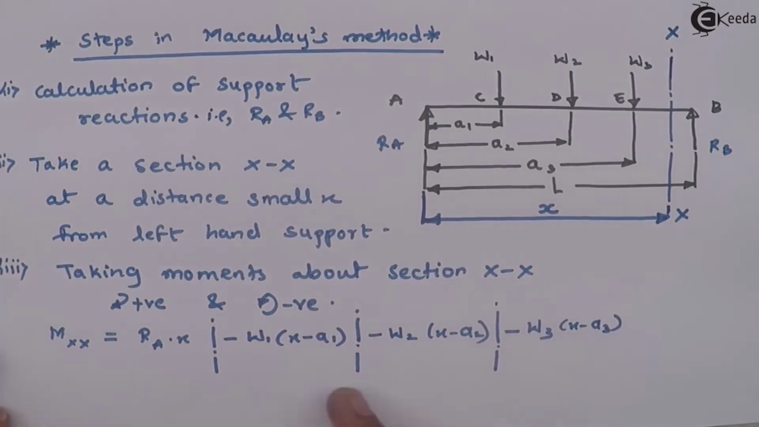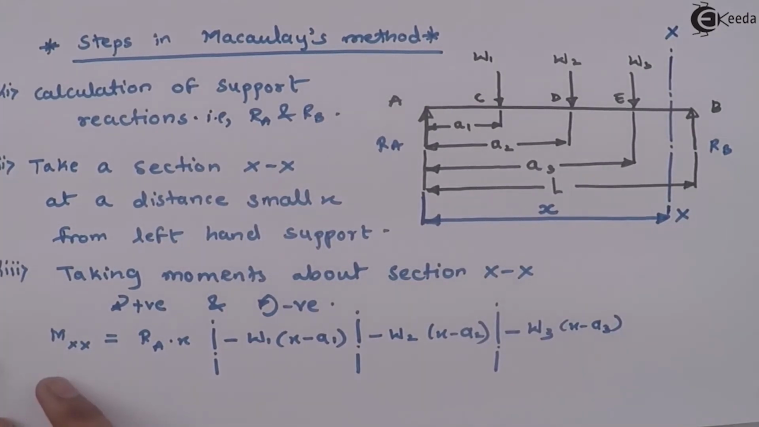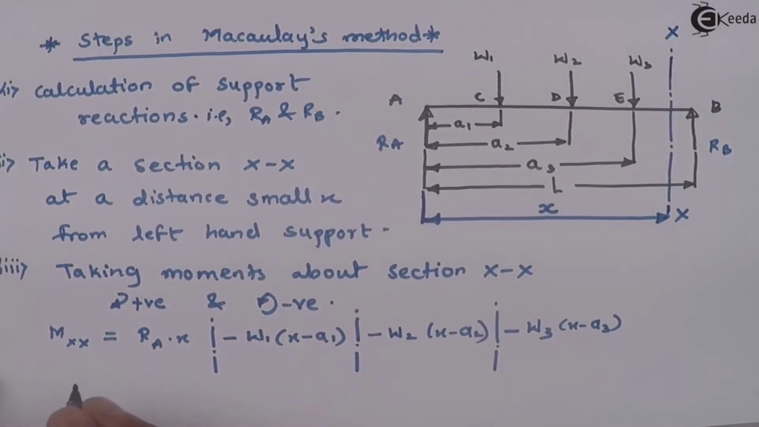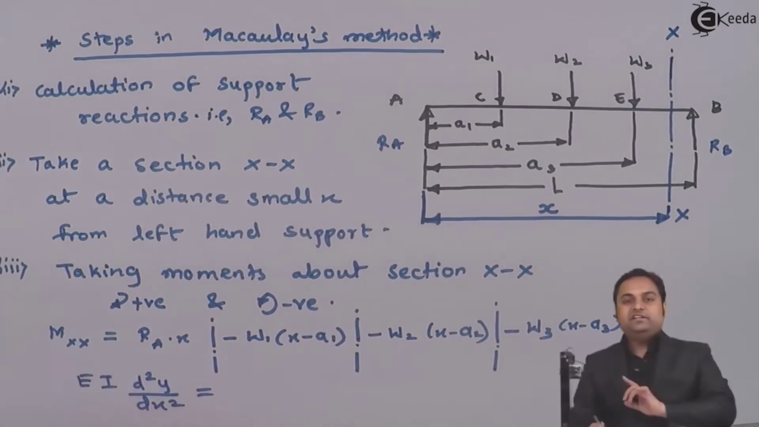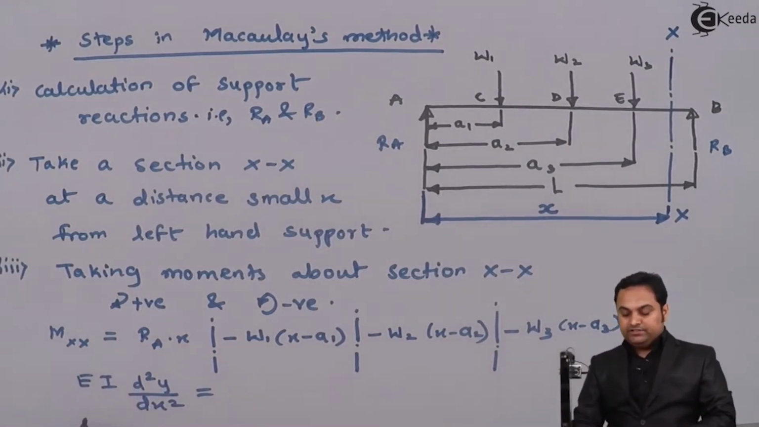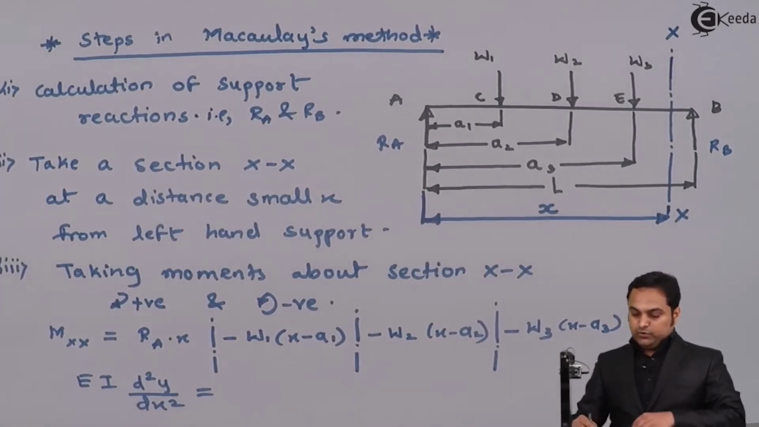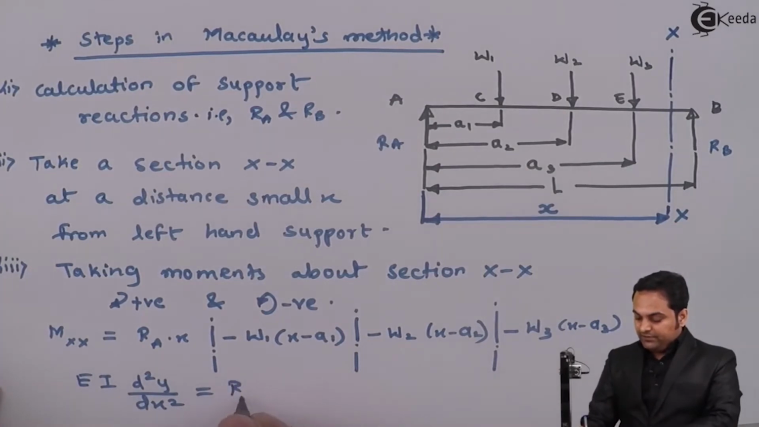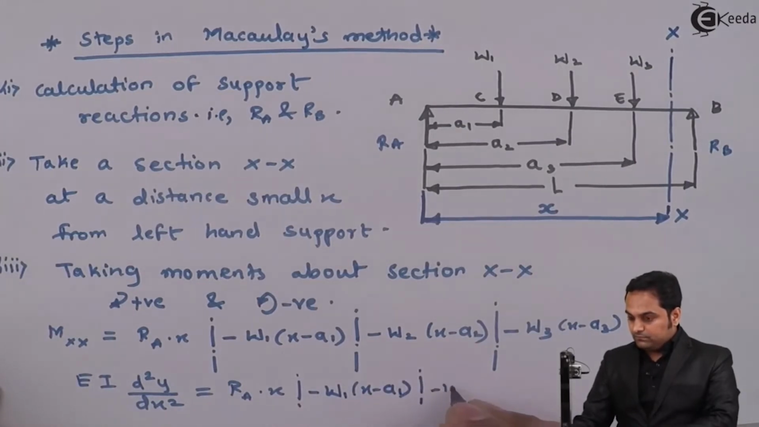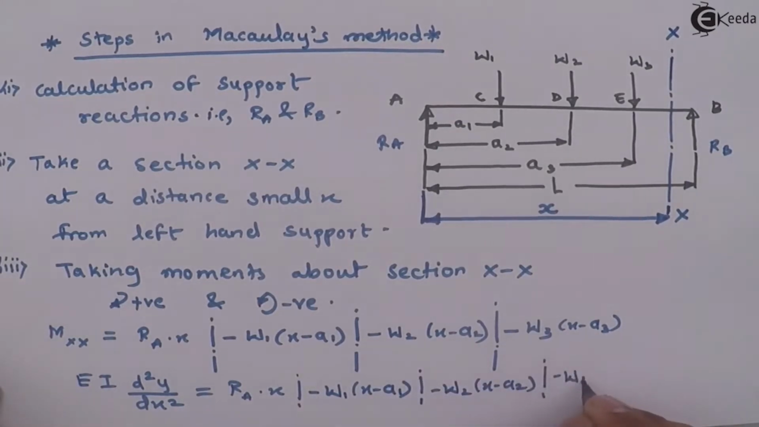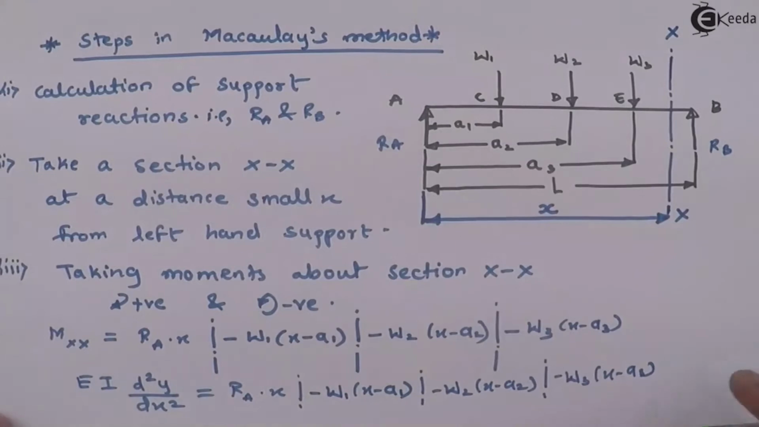So now once we get this bending moment equation, the bending moment at XX can be made equal to EI d square y by dx square, because we can write the bending moment at any section by using this formula. We can replace moment at XX by EI d square y by dx square, and this term I will copy as it is. Now once I have reached here, I have completed the third step.